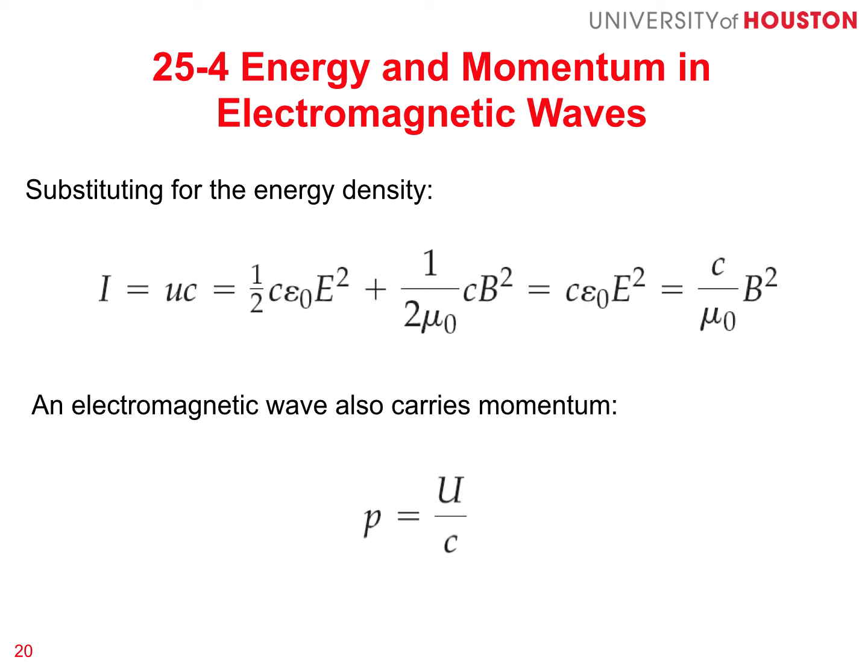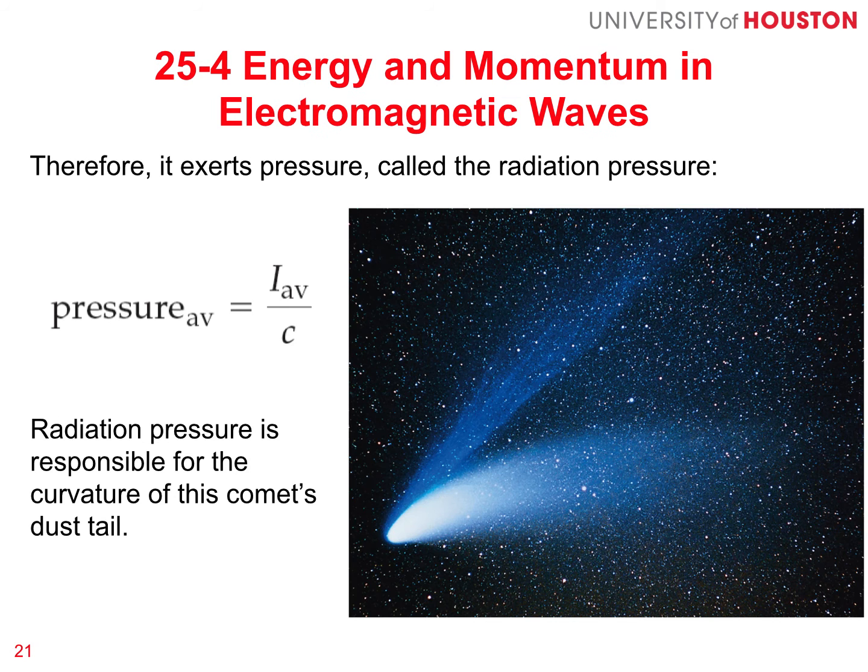We can observe the effects of the momentum in electromagnetic waves in the form of radiation pressure. The pressure will equal the average intensity divided by the speed of light, and in this example we see a comet approaching the Sun. The reason the comet has a tail is because the radiation pressure pushes gases and liquids off the comet away from the direction of travel.